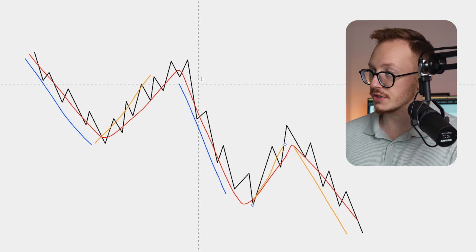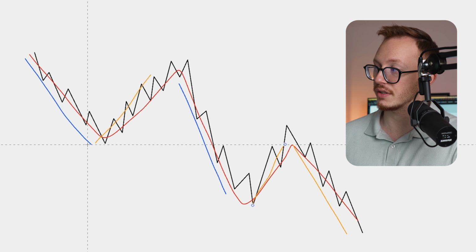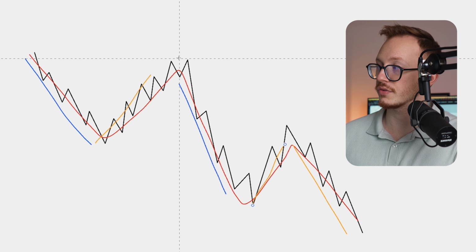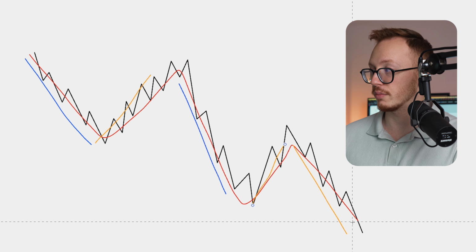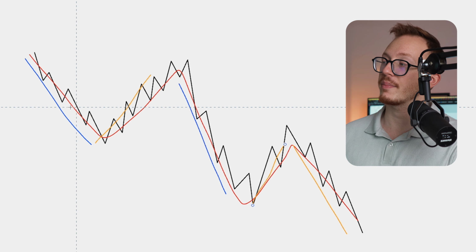Whenever your internal structure shifts, so as you can see right here, it goes from bearish to bullish, from bullish to bearish, from bearish to bullish, and then again from bullish to bearish. Whenever that shift happens, we call it a change of character. And I'm going to show you exactly what that looks like. So a change of character is basically the same thing as a market structure shift that we had on the swing structure, but then on the internal structure.